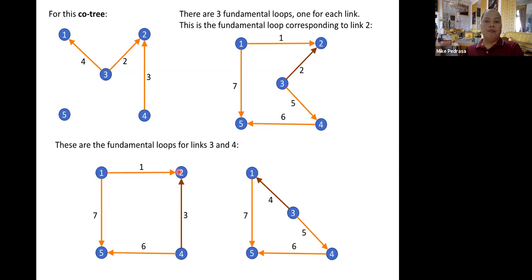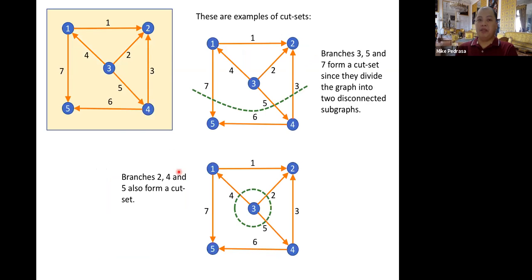Now, the next thing that we will define is the cut set. Again, the cut set is a set of branches that divides the graph into two disconnected subgraphs. So this is our original tree. Imagine you get a knife and cut it that way. Essentially, we are cutting the entire tree into two disconnected subgraphs: this subgraph here and this subgraph here.